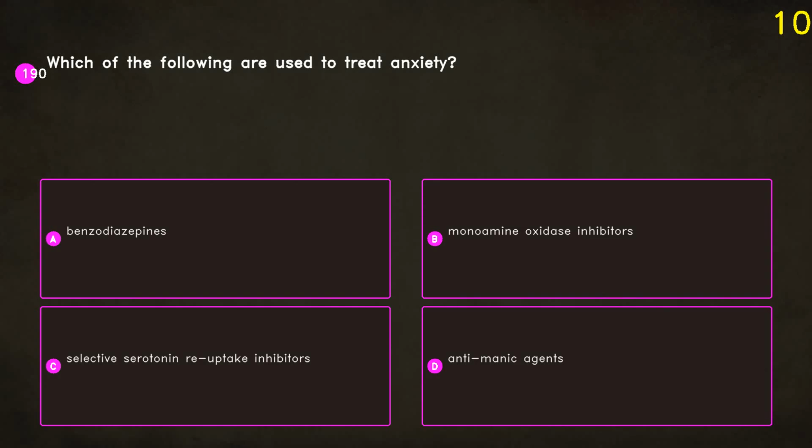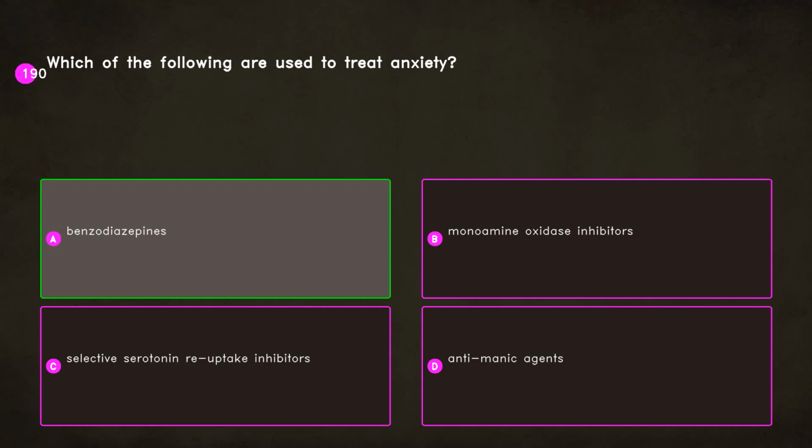Question 190. Which of the following are used to treat anxiety? A. Benzodiazepines, B. Monoamine oxidase inhibitors, C. Selective serotonin reuptake inhibitors, D. Antimanic agents. The correct answer is benzodiazepines.